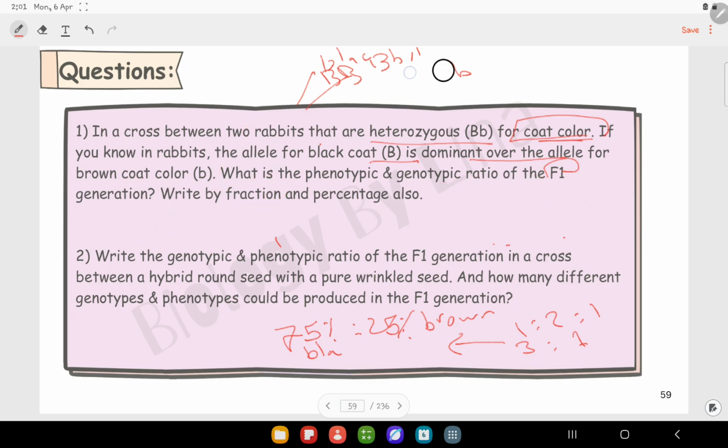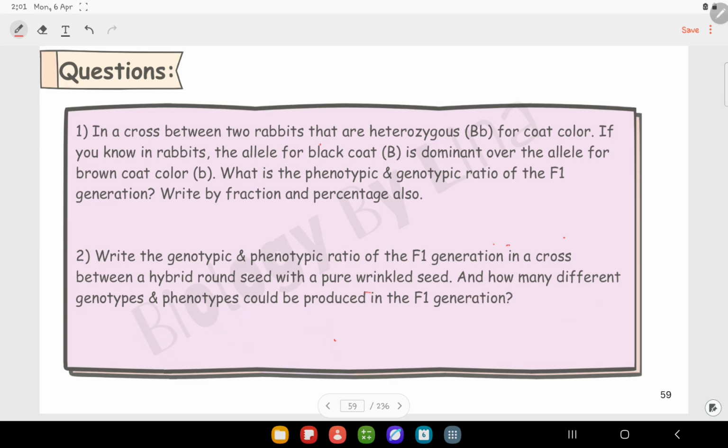Okay, what about the phenotypic? The same thing: 75% means we have 3 over 4 for the black color and 1 over 4 for the brown color. Now write the genotypic and phenotypic ratio.